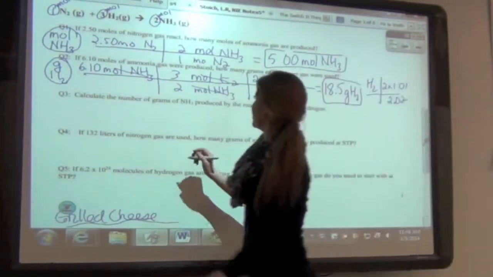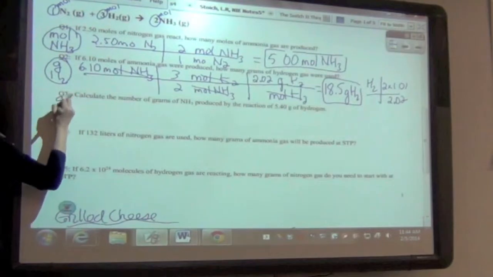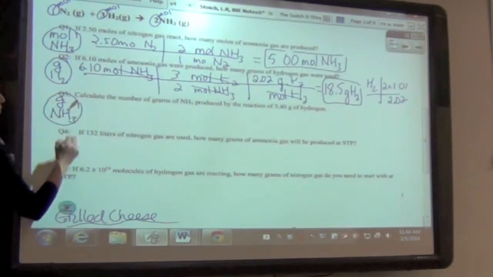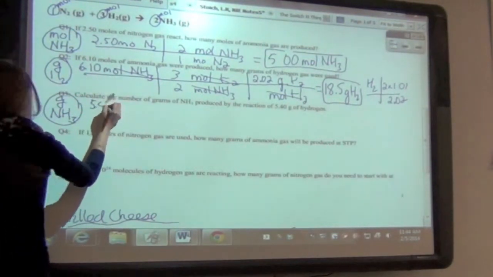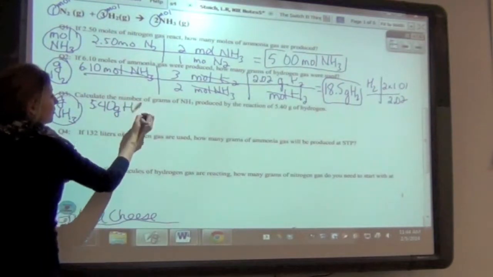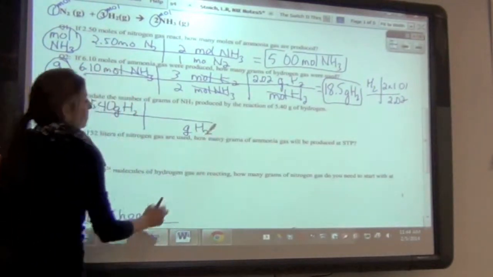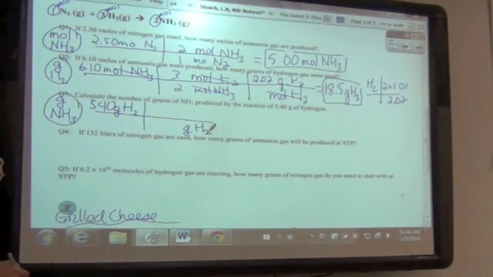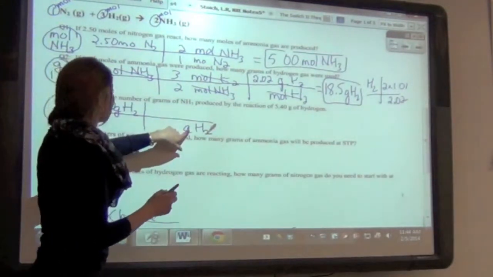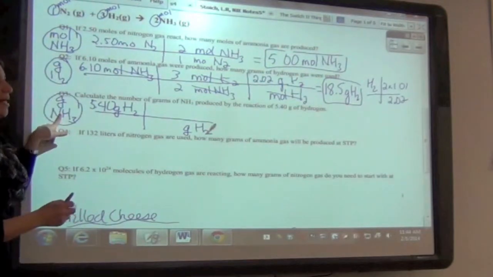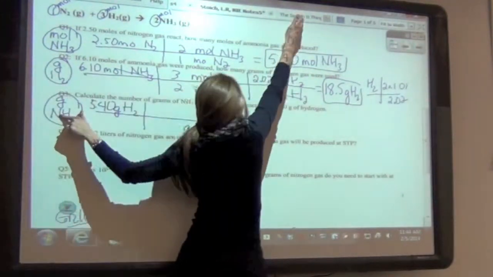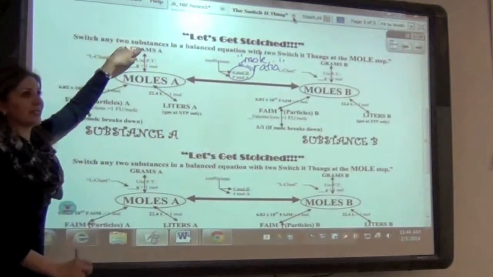So now we've got, calculate the number of grams of NH3. So again, grams, circle what we want, write what we've got of hydrogen, H2, throw in a bridge, cross our units opposite. Okay, next person. We're at grams of H2, but we're trying to get to grams of the other substance, NH3. So we're starting here. So what would you do?